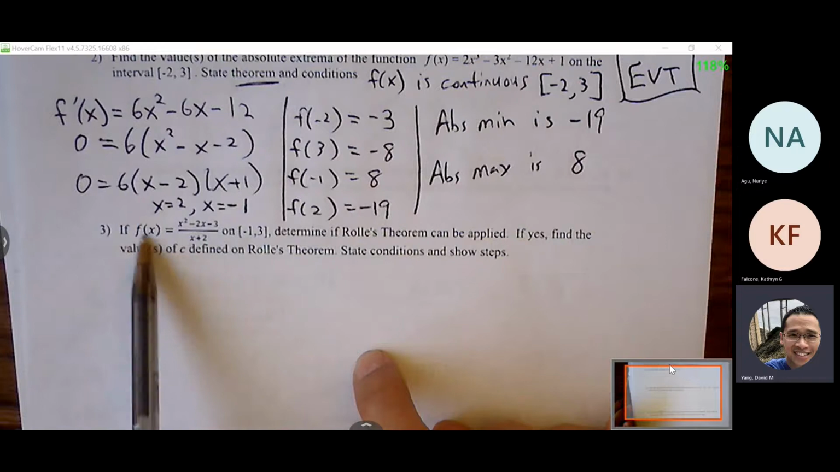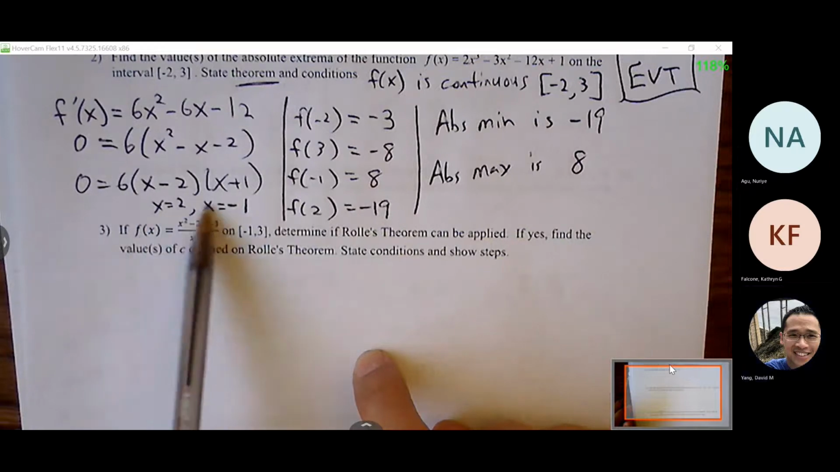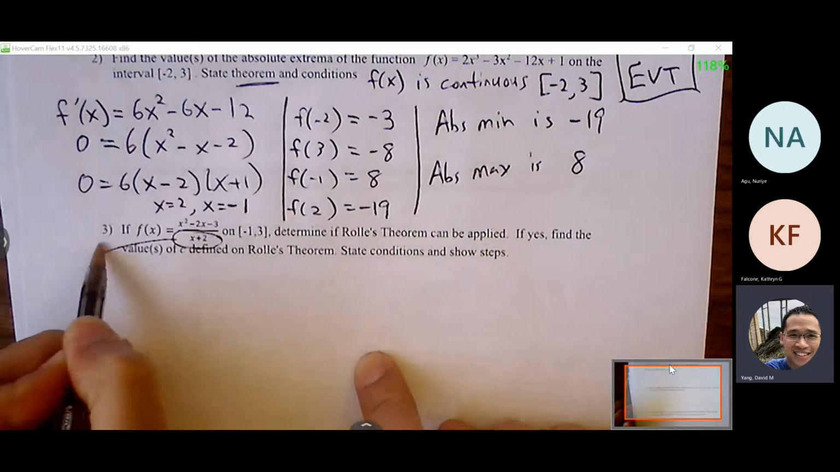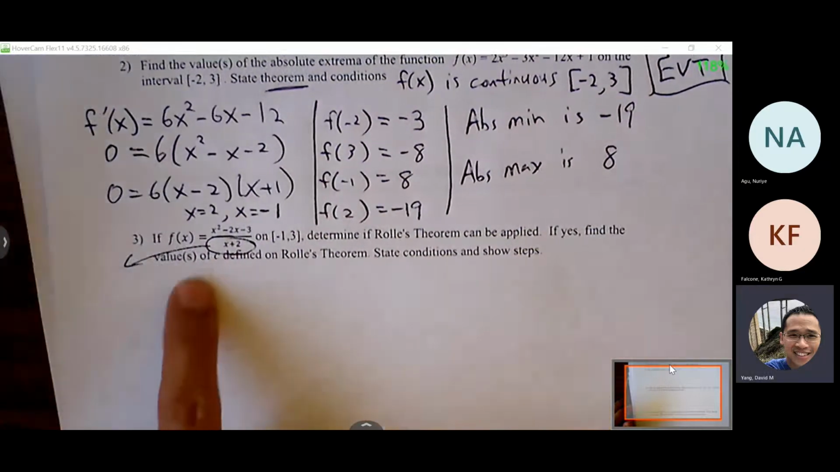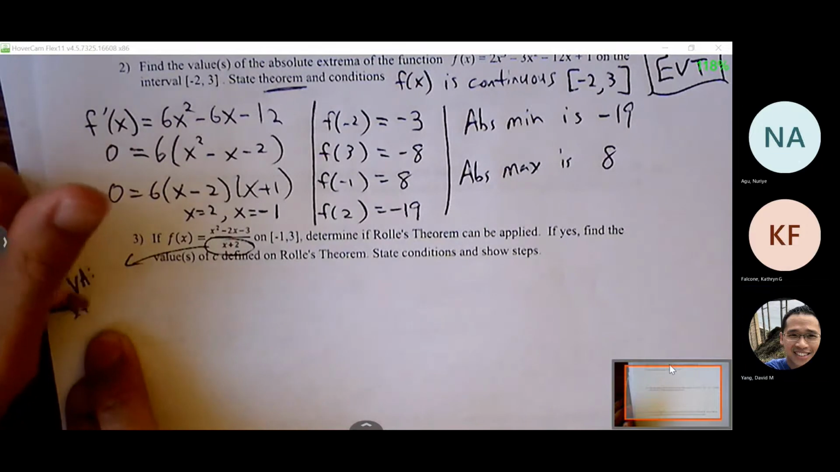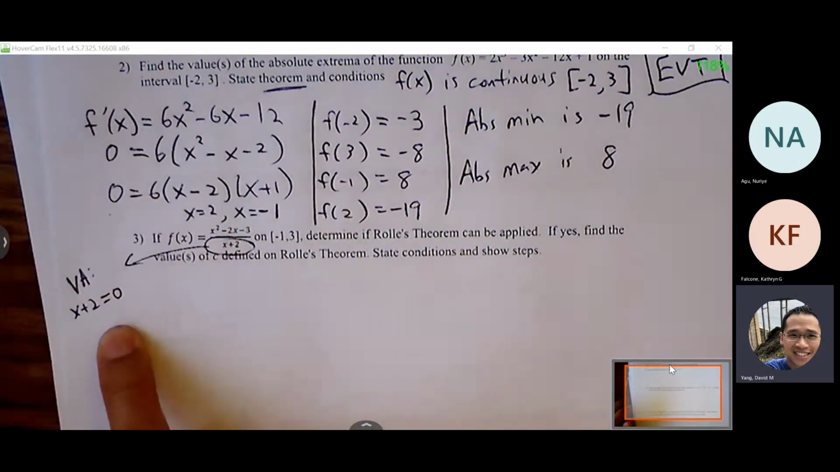Okay, Rolle's theorem, continuity. Is there a potential issue with continuity here? Yes. The denominator variable, we got to be careful about that. So we'll pull that to the side and we'll look for the vertical asymptote. Okay, where's our vertical asymptote?